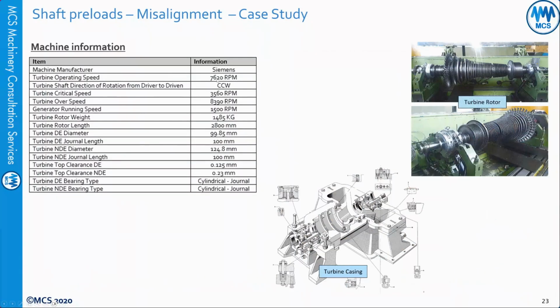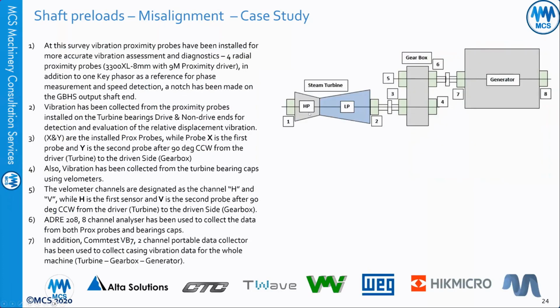This is Siemens, 7,620, the shaft rotating counterclockwise. The critical speed is 3,560. Generator speed 1500. This is the rotor weight, the rotor length, the drive end diameter, the journal bearing, the clearances, the bearing type, both are cylindrical bearings, and this is the rotor on the high-speed balancing machine. And this is the turbine casing. We have the HP, LP, bearing 1 and 2. This is the steam turbine, and this is your gearbox and the generator.